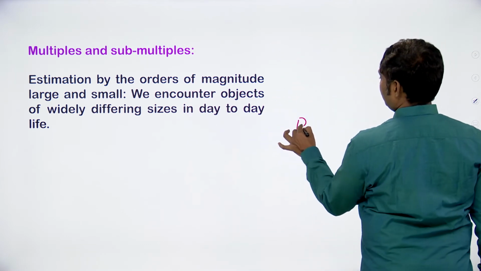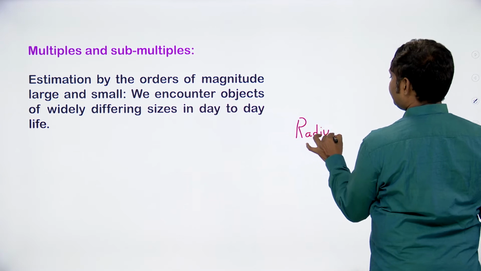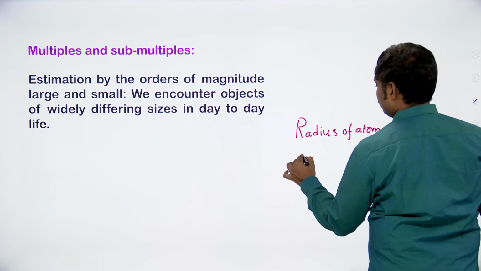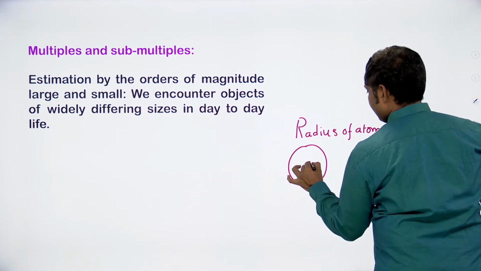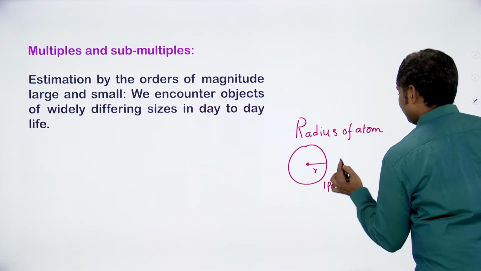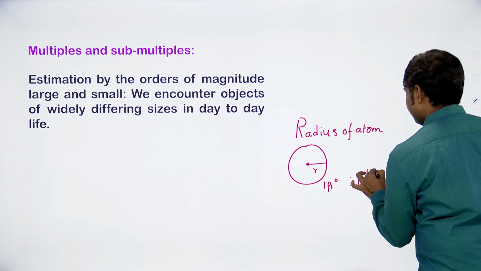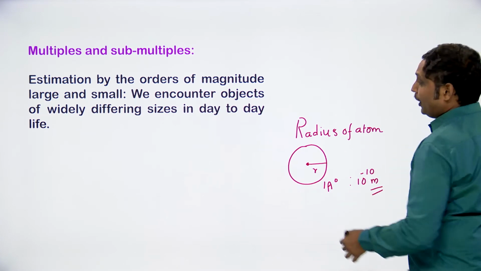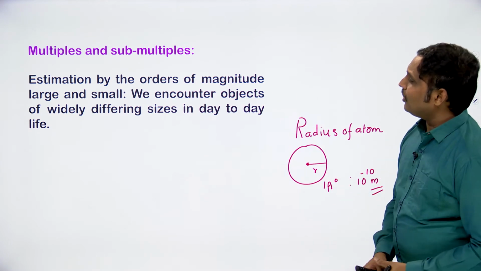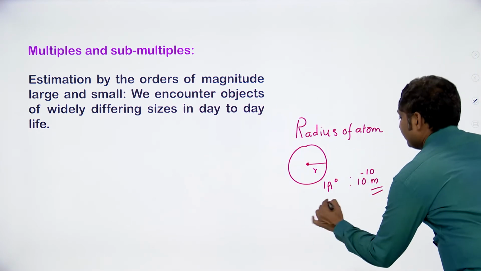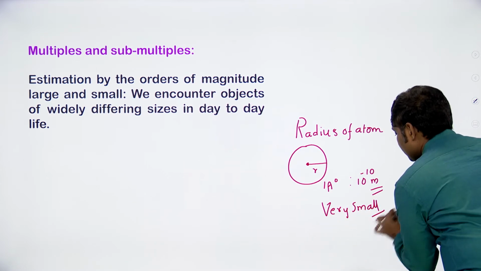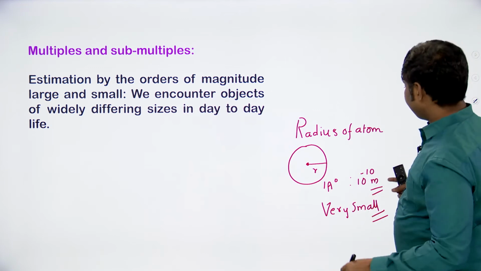If you are going to get the radius of an atom, that is going to be identified as 1 angstrom unit. So, let us assume 10 power minus 10 meter. If you want to get that microscopic parameter and estimate that order of magnitude, it is going to be very small. Just you have to represent that.